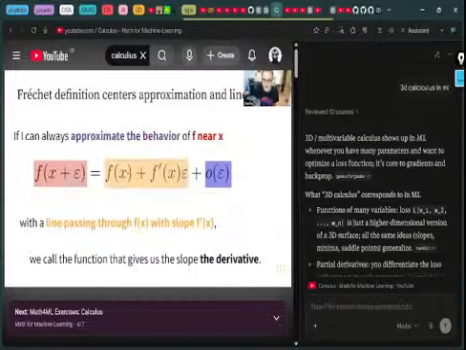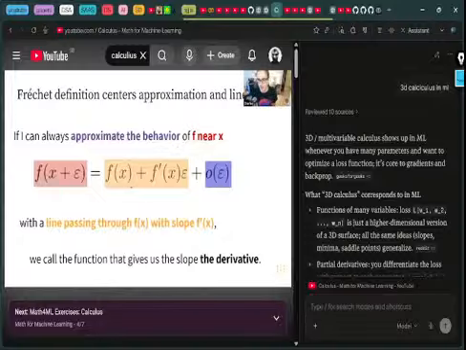So one way to think about this is that we can always approximate the behavior of f near x, so f at x plus epsilon for various different points of epsilon, with a line passing through f of x with slope f prime of x. Then we call the function that gives us the slope the derivative.